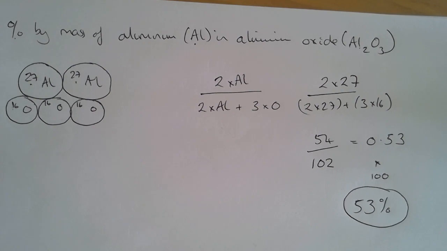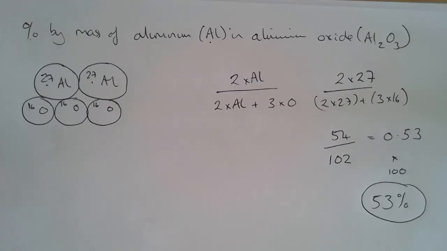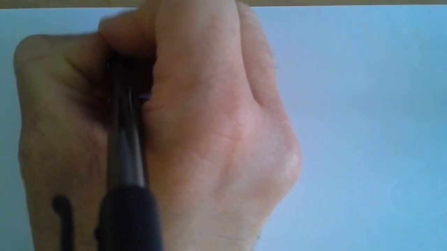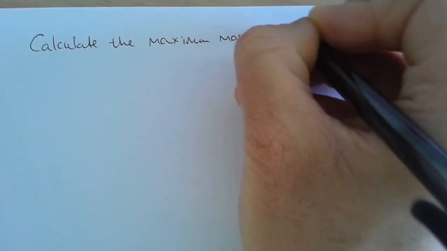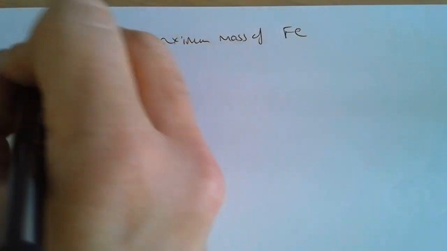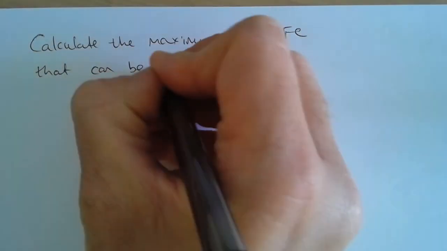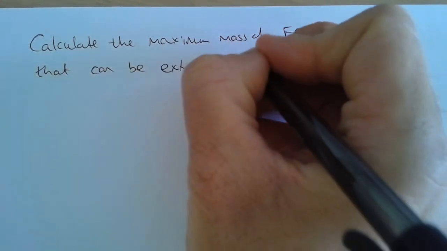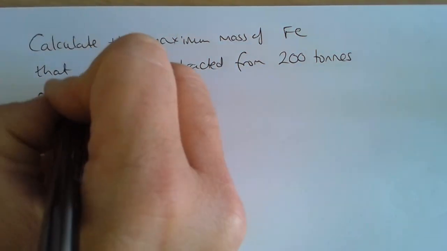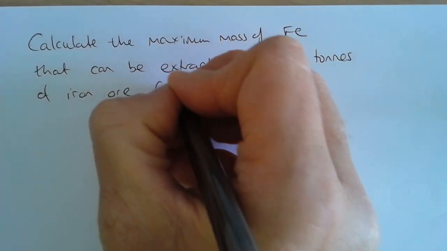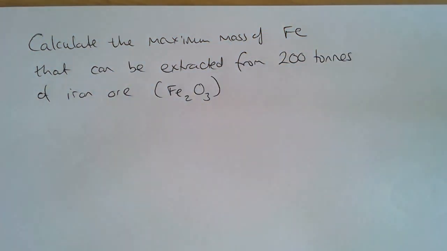So what's the point in doing this? Well, the purpose of it is it allows us to work out the maximum mass of an element that can be extracted from a compound. So my question that I'm going to ask is to calculate the maximum mass of iron, so iron, Fe, that can be extracted from 200 tons of iron ore. And iron ore, we're going to say, has the formula Fe2O3.